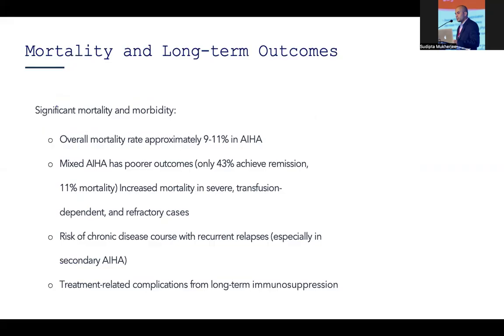In terms of morbidity and mortality, up to 11% of cases can have mortality. Mixed variety is difficult to treat with a poor outcome, and mortality with disease recurrence can be 4 to 43%. Increased mortality is also present in severe transfusion-dependent and refractory cases. Risk of chronic disease occurs with recurrent relapse, specifically in secondary autoimmune hemolytic anemia with underlying hematological malignancy or autoimmune disease. Treatment-related complications like long-term immunosuppression will be a challenge to manage.